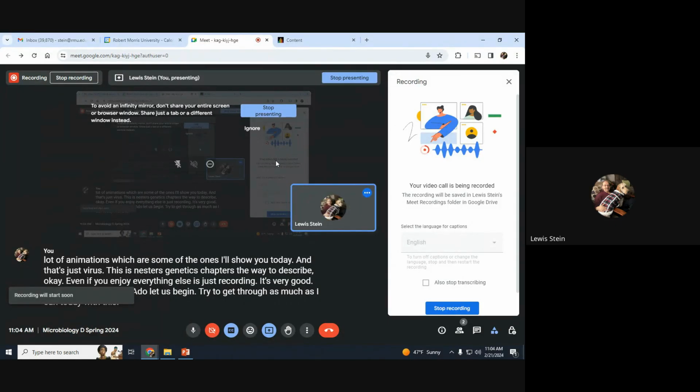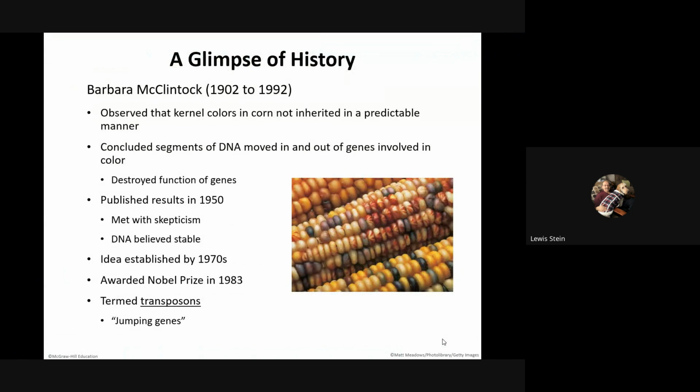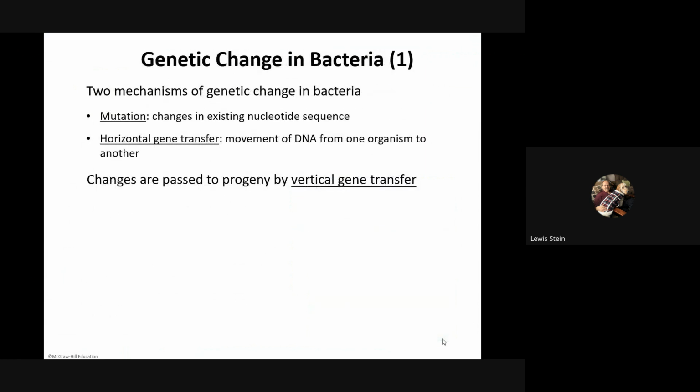Okay, so we're back here and we're going to start looking at this. You remember I told you a little bit about this before. This was the idea of transposons, and we hopefully will get to those. If not, we'll surely get to them on Friday. They come at the end. And so I showed you that before.